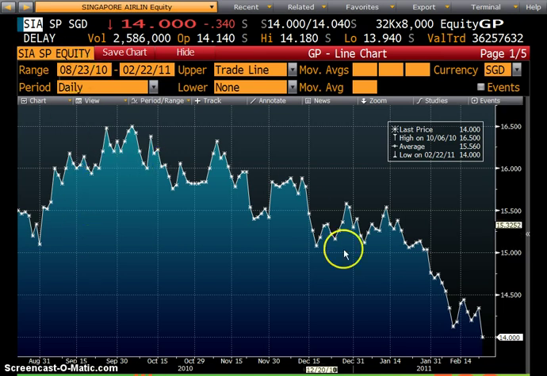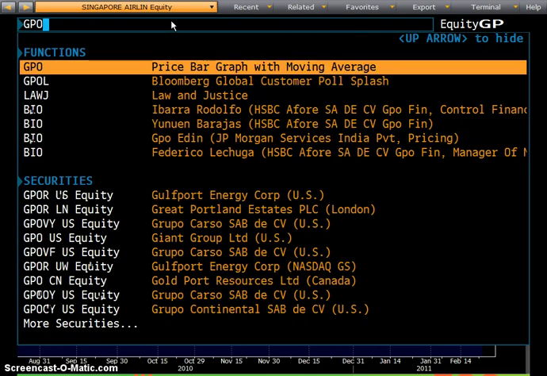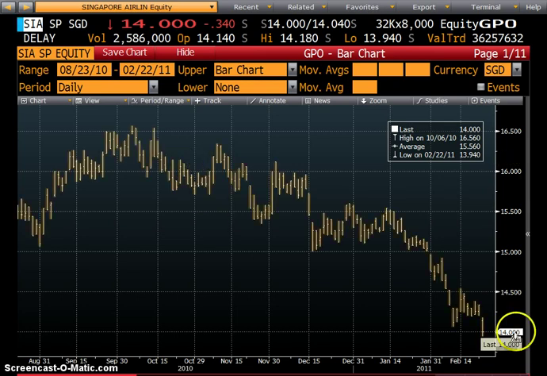Basically, how SIA has performed. It hasn't done too well. Since August last year it's actually been trending down. The next type of technical analysis you can do is GPO, price bar graph with moving averages. Once again, you can see that it has been trending down as well.